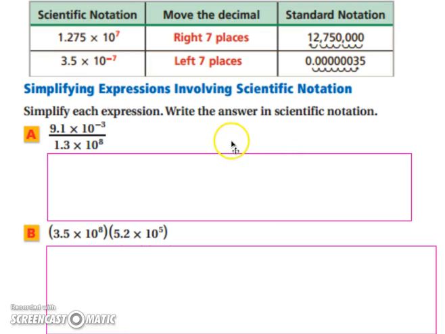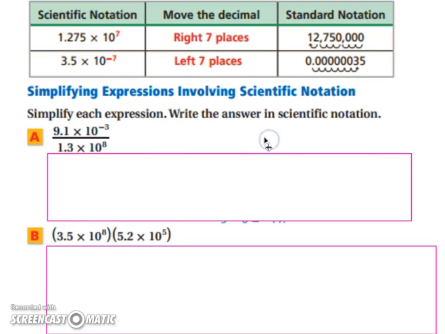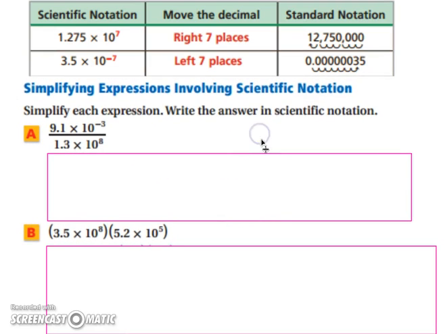Let's practice. Simplify each expression. Write the answer in scientific notation. So we have 9.1 times 10 to the negative third divided by 1.3 times 10 to the 8th. So let's start by dividing our 9.1 by 1.3 and our 10 to the negative third and 10 to the 8th.